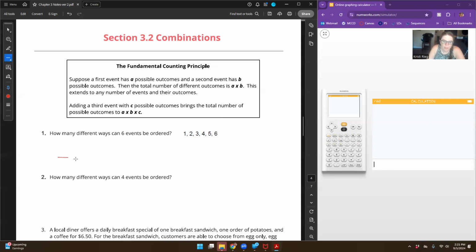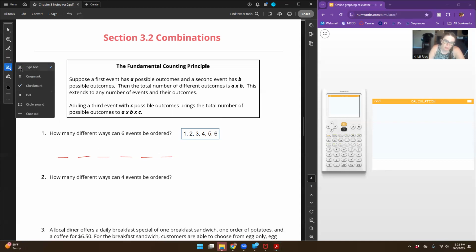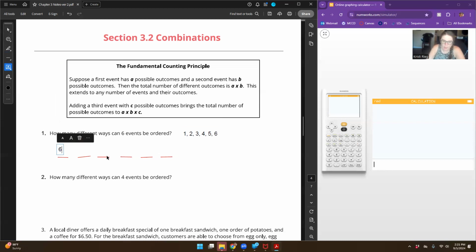So if I want a 6-digit number, nice straight lines here, here's my 6-digit number. Any of the numbers could be first, so there's 6 possibilities for the first number. But once I use up that number, say I used up the number 1, if I use up that number, I only have 5 other numbers to choose from. So the next spot, there's only 5 numbers available. And then after that, there's only 4 numbers available.